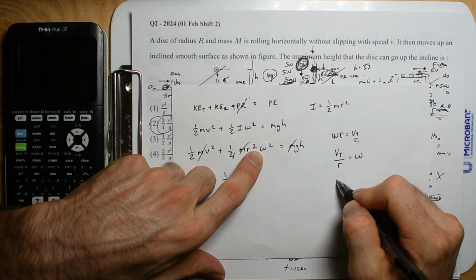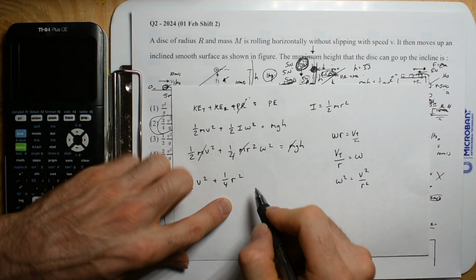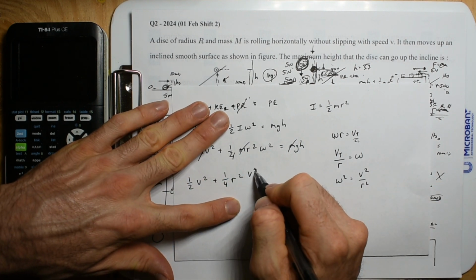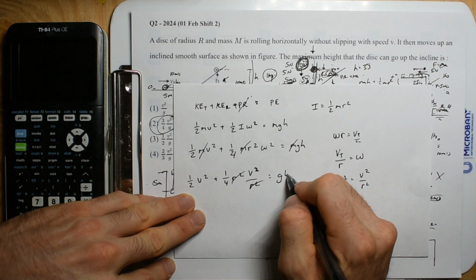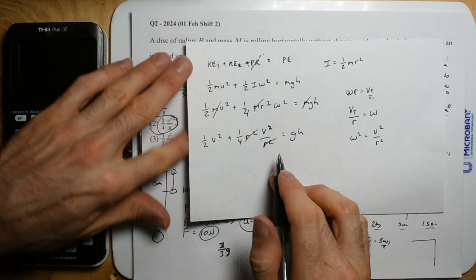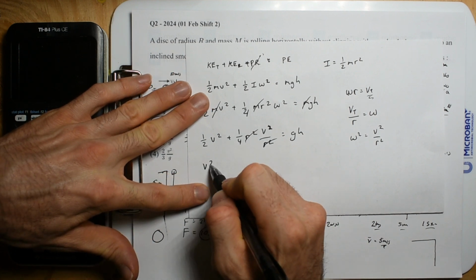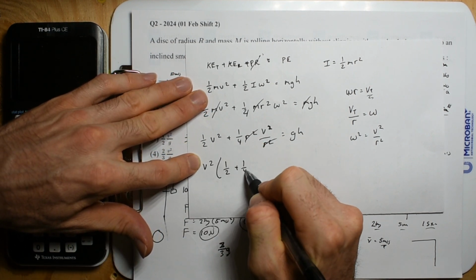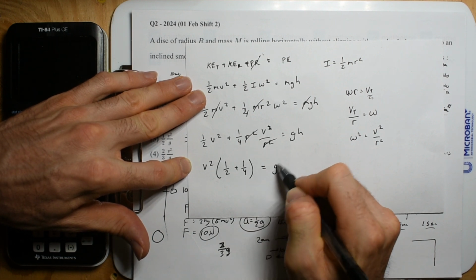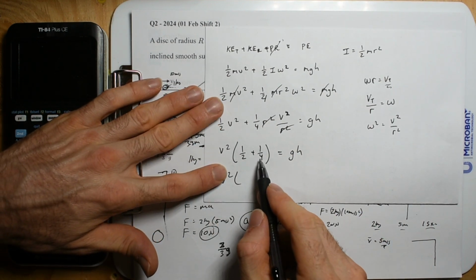So what's omega squared? That's velocity squared over radius squared. Sweet. So we're going to have velocity squared over radius squared. These radiuses are going to cancel. That's going to be equal to gh. All right, sweet. So we have this v squared, so we can factor that out. We're going to have v squared times 1/2 plus 1/4 is equal to gh.